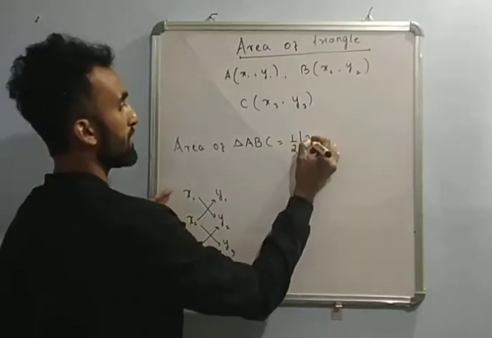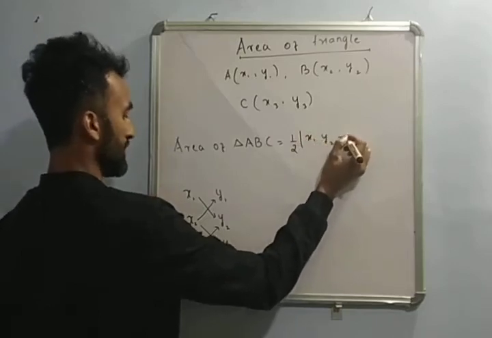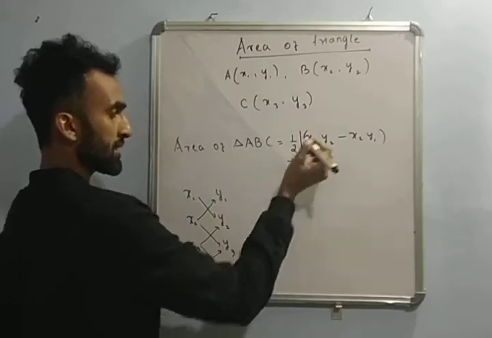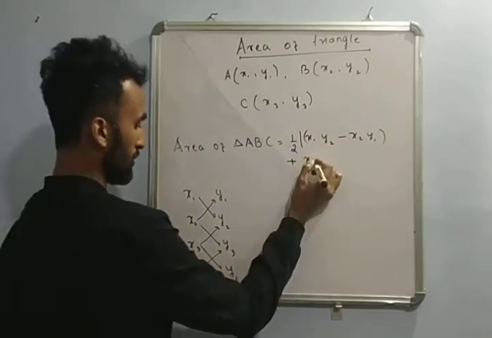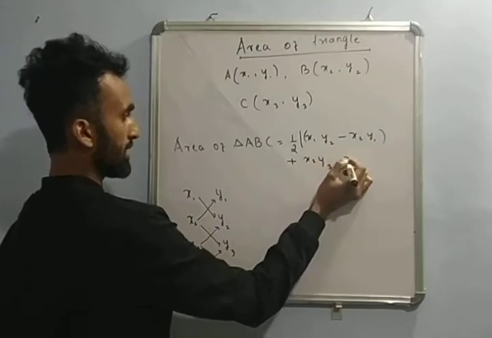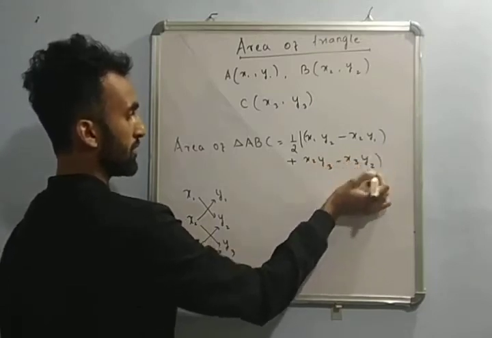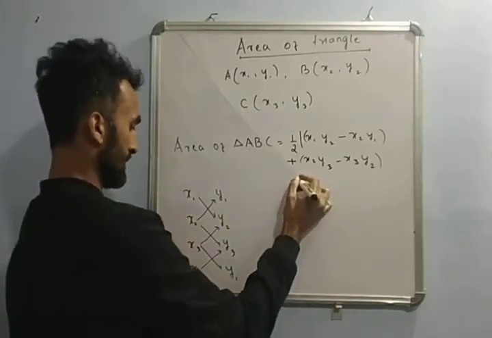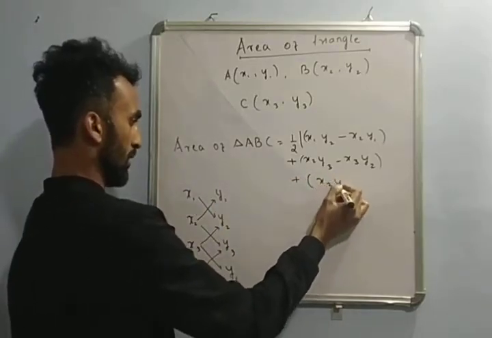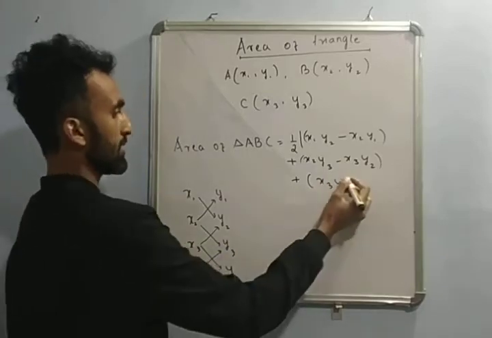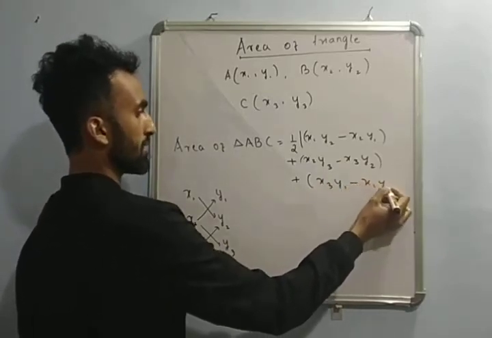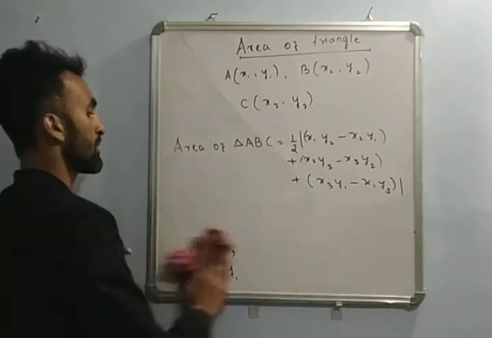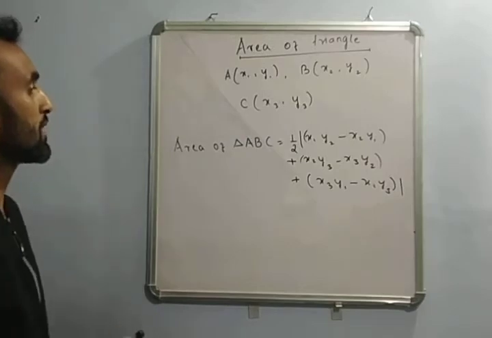This way also is easy. Here x1 y2 minus x2 y1. This is one thing. Plus, this is inside the modulus only, x2 y3 minus x3 y2. Cross this, subtract the cross of this. Plus x3 y1, cross this, subtract x1 y3, and close this. This is the area of triangle ABC. Remember, this is the area of the triangle.